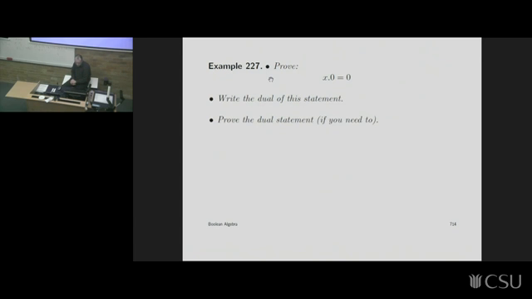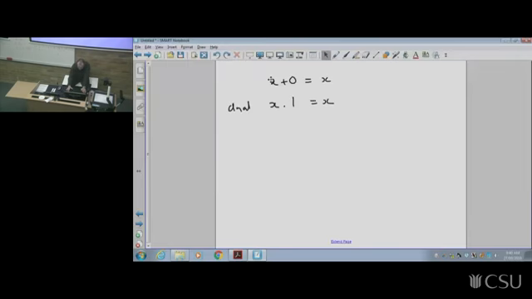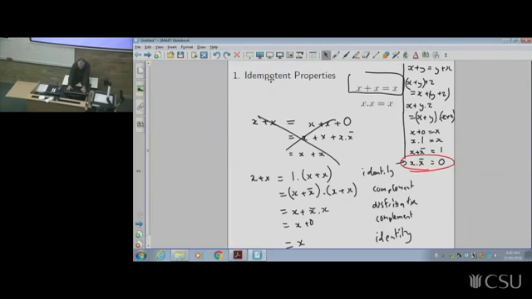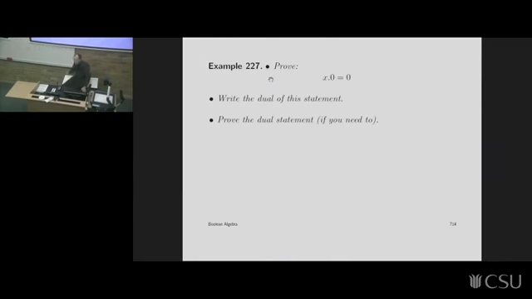So let's try this example. So x dot 0 equals 0. I don't think I proved that one, did I? I did. So I proved that one earlier, so we don't have to do it again. What's the dual for that statement? X plus 1 equals 1. Yeah, x plus 1 equals 1. And what's the proof for that?